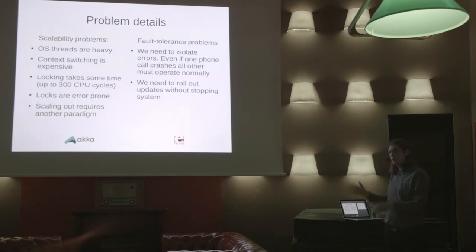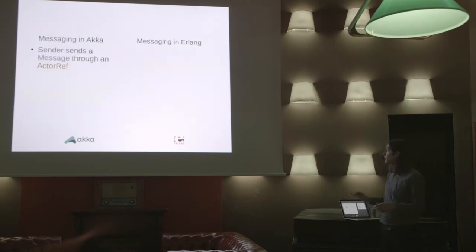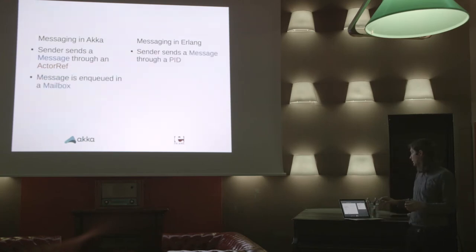So as we can see, the problems are fairly different, and if we compare the solutions, Akka went with actors and Erlang went with actors for two completely different reasons. So let's compare how actors work in both of them. In Akka, the sender sends a message through an actor ref to another actor. In Erlang, the sender sends a message through a process identifier. In both cases, the message is enqueued in a mailbox.